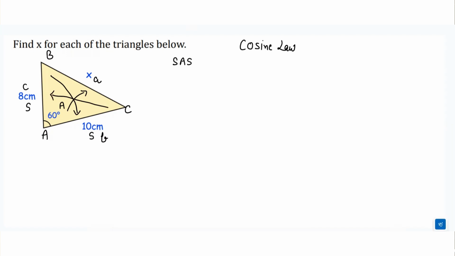Now, according to the cosine law, if I'm trying to find out the length of A, I have to use A square is equal to B square plus C square minus 2BC cos A. It's very easy to remember. A, angle A. Then B and C, those we will use in this particular part.